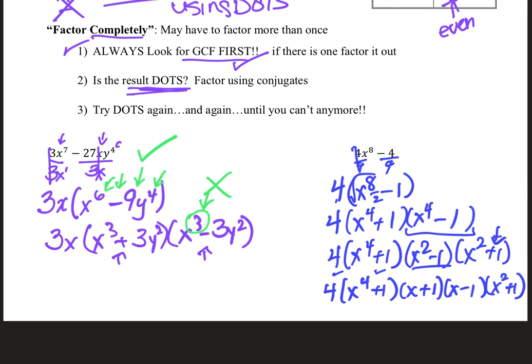It's a lot, but sometimes, you know, you can keep going, and maybe it'll help yourself later. All right, so that's factoring using dots.